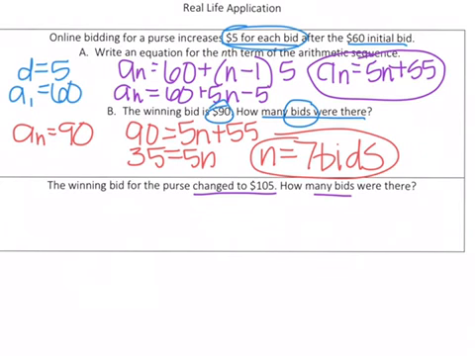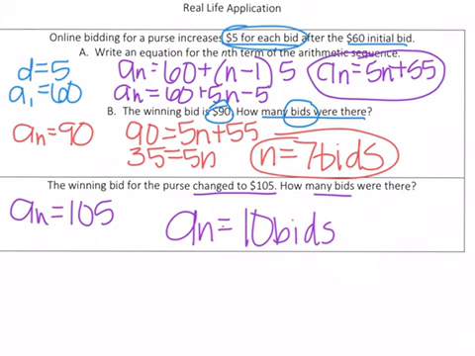You're going to plug this into a_n again. We don't know the term number. We just know the final price. So go ahead and plug it in and see what your answer is. All right, so I got that it was 10 bids when I went ahead and subtracted 55 from 105 and then divided by 5. So it was 10 bids that got that purse to be 105 for the price.